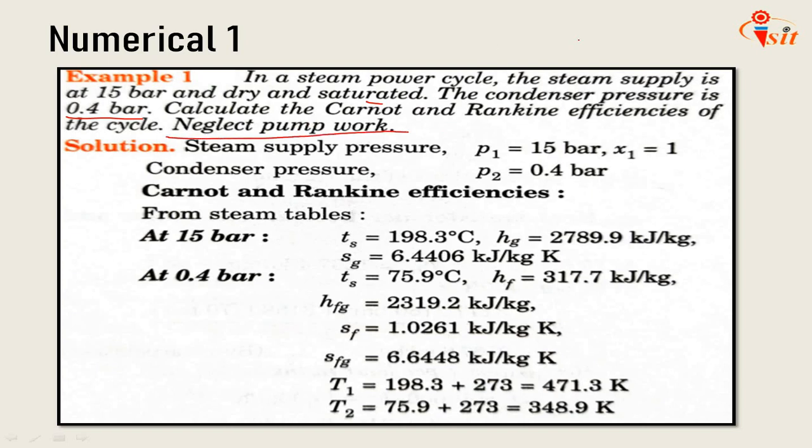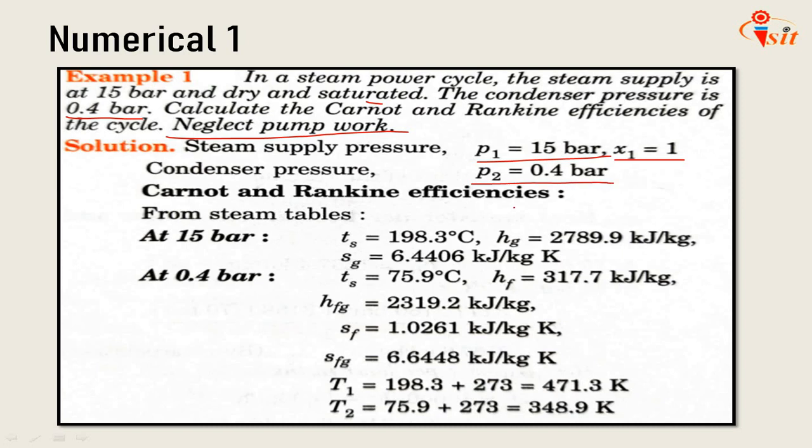So steam is supplied at 15 bar. So P1 is 15 bar, which is dry and saturated. So the steam quality is dry and saturated, so the dryness fraction will be 1. If the steam is wet, the dryness fraction will be less than 1. That you need to remember. And the condenser pressure is also given, that is P2, 0.4 bar.